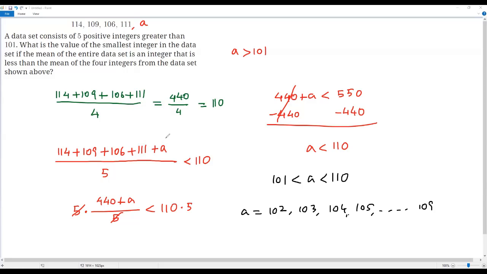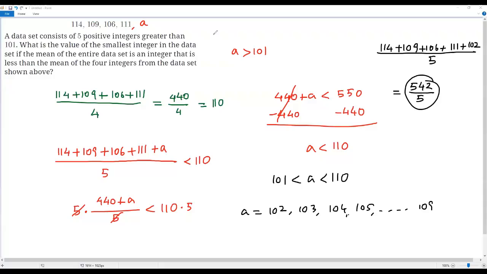Okay, now let's choose 102 for this one and find the mean of the entire data set. For that, we have to add 114, 109, 106, and 111, plus 102, divided by 5. We already know that the addition of these four values is 440, and 440 plus 102 will be 542. 542 divided by 5. But when I divide 542 by 5, let me see what I get. I don't get an integer.